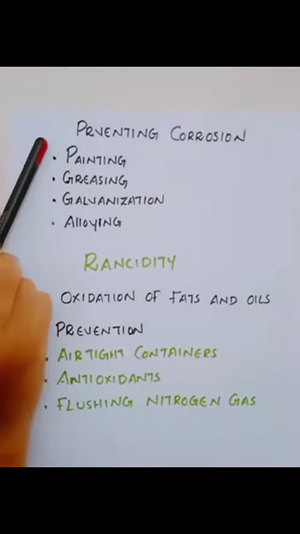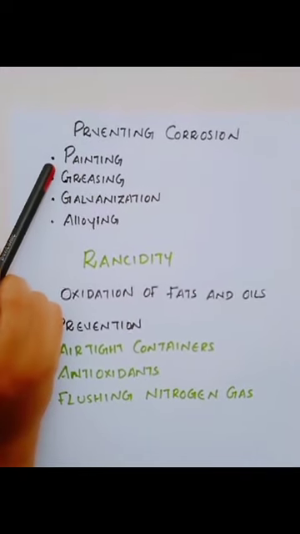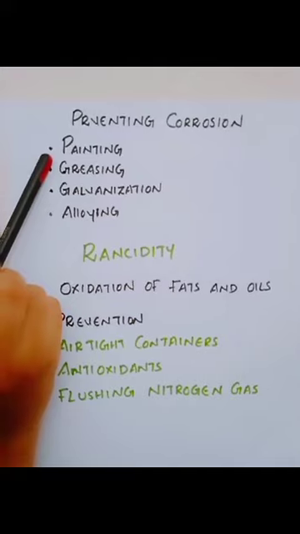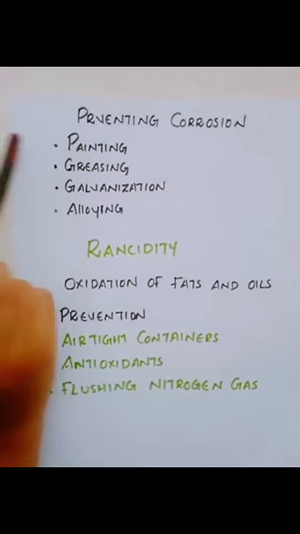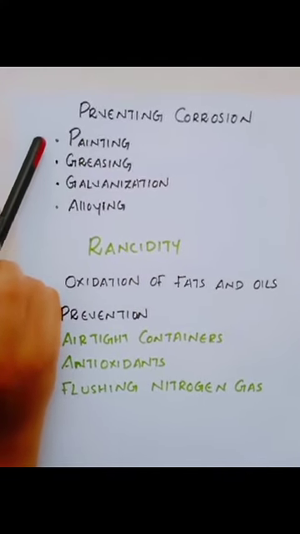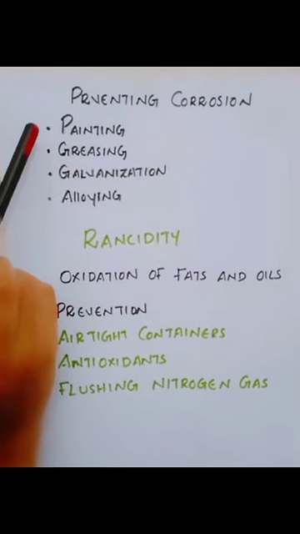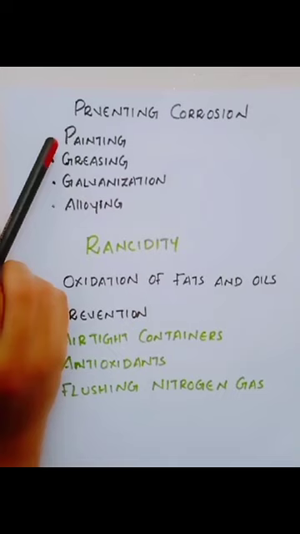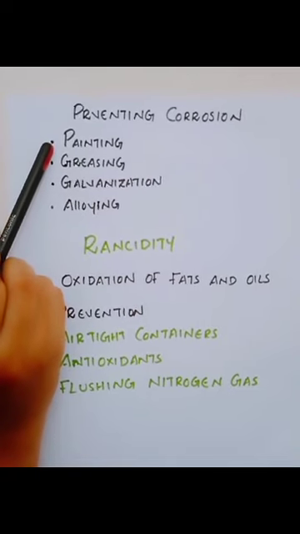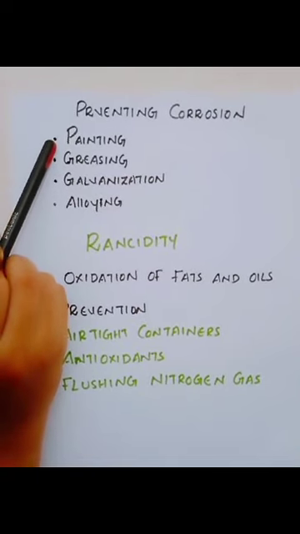Now there are different methods to prevent corrosion. The most common method is painting. We paint iron articles because painting will cut the direct contact of the metal with the atmospheric oxygen, air, moisture, etc. So painting is one of the common methods adopted to prevent corrosion.